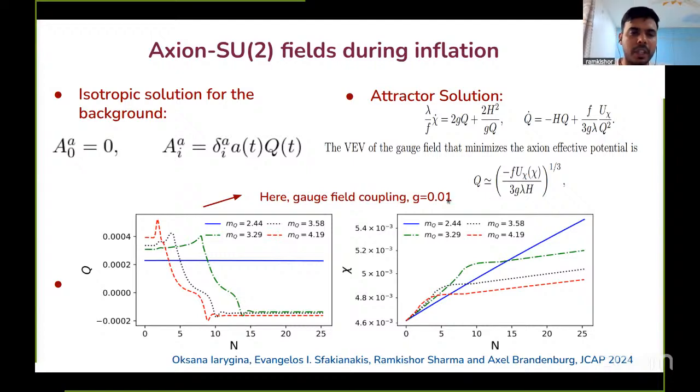So we are neglecting the perturbations. We are not considering the perturbations of this SU(2) field or of the axion field. We are just looking at the homogeneous axion field and then the isotropic part of the SU(2) field, and then this dynamics comes into the picture. And this has been studied in the earlier literature.